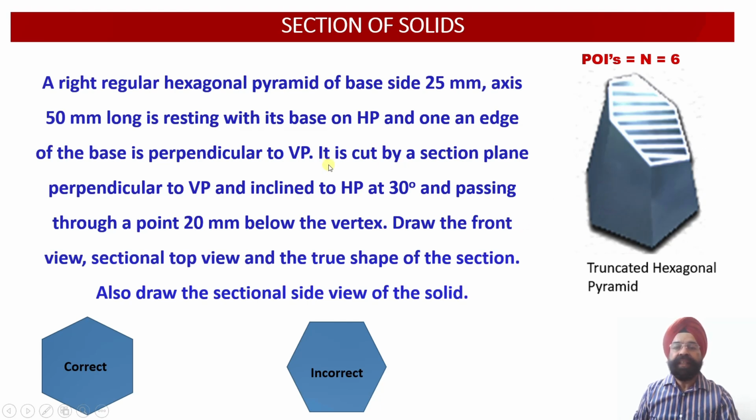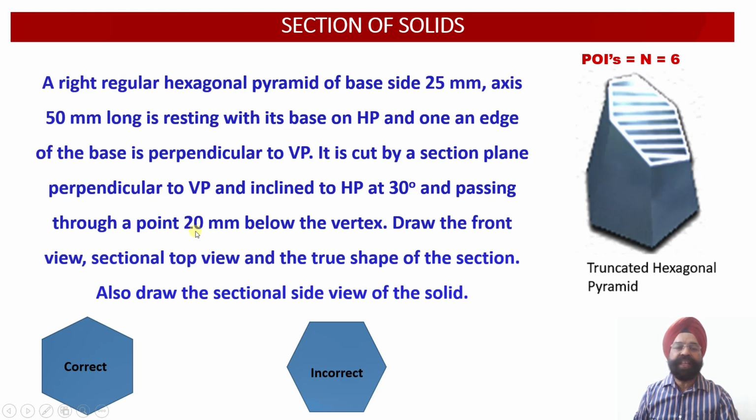And then this hexagonal pyramid is cut by a section plane which is perpendicular to VP and inclined to HP at an angle of 30 degree. That is an AIP which is inclined to HP at an angle of 30 degree. It cuts the axis and it passes through the point 20 millimeter below the vertex, that is from the top corner, the apex or vertex, you measure 20 mm below on the axis.